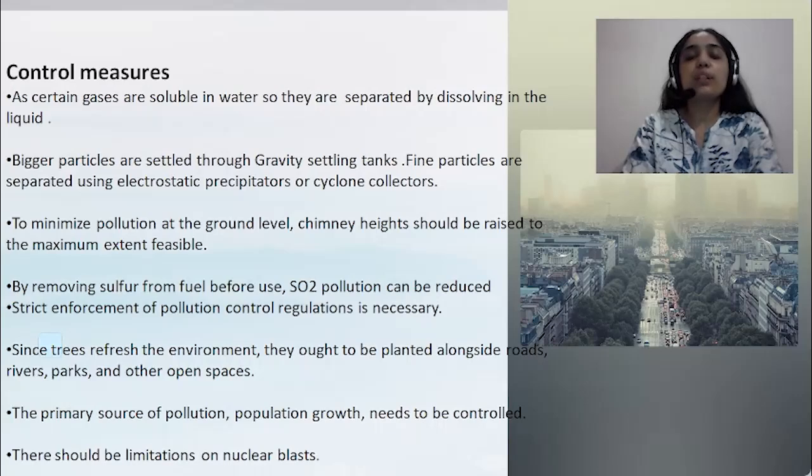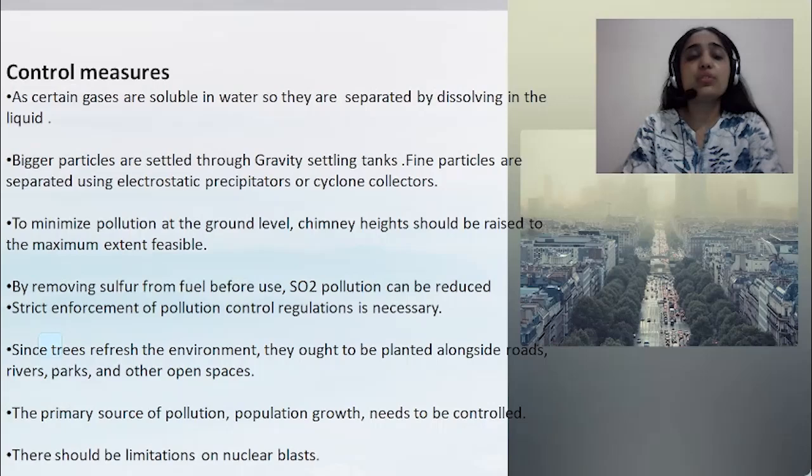As we all know, the government has done many activities and made many policies and acts for controlling pollution. Next, since trees refresh the environment, they ought to be planted alongside roads, rivers, parks, and other open spaces, which means, as we all know, trees can consume carbon dioxide. So, for consuming carbon dioxide, we should plant more and more trees so that harmful gases can be sorted out.